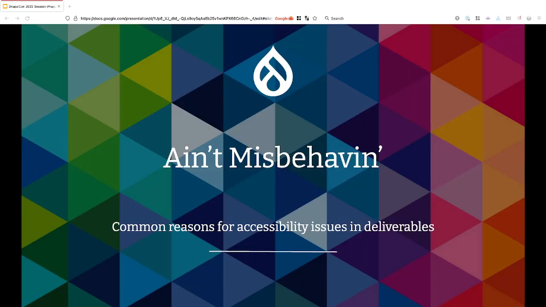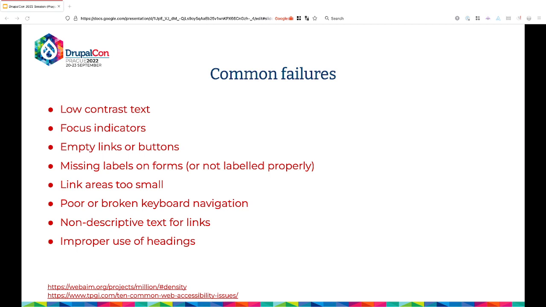Ain't misbehaving. So there are common reasons for accessibility issues in deliverables. These are the common failures which usually come out of the WebAIM one million home pages annual review.